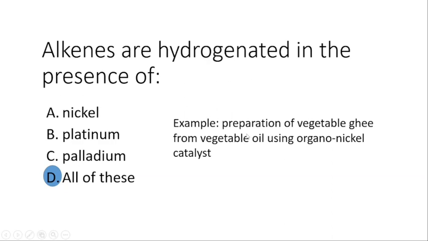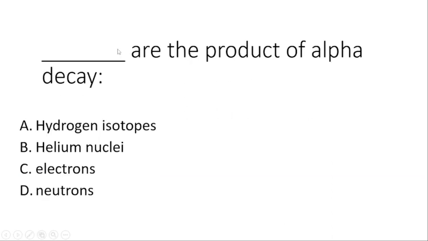We have the example of vegetable ghee, which is prepared from vegetable oil through the process of hydrogenation using organonickel catalyst. What are the products of alpha decay? And the correct answer is helium nuclei.